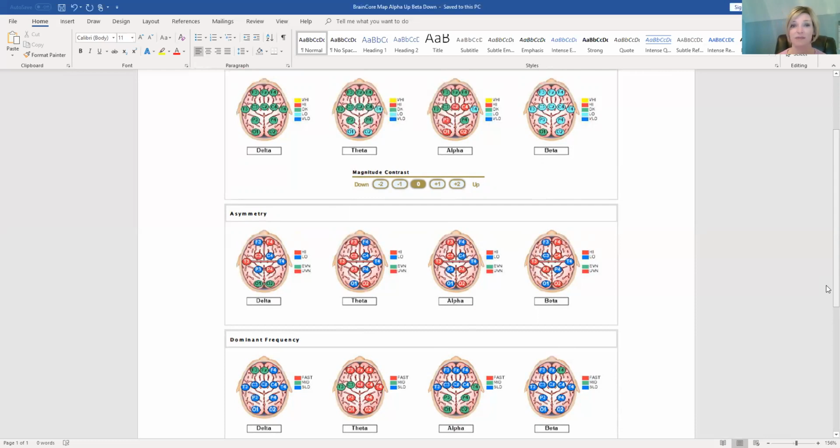This is not a typical ADD or ADHD map that I would see over and over and over, but I can see how this would create the symptoms of difficulties with attention and especially difficulties with information processing. I think of this map as more of a slow processor than an ADD map.